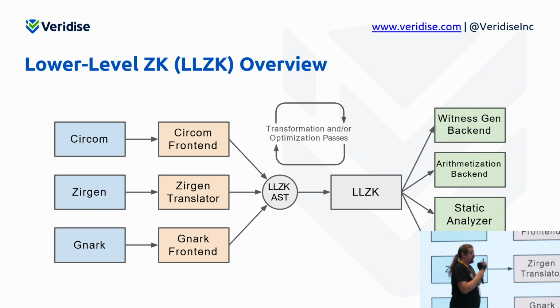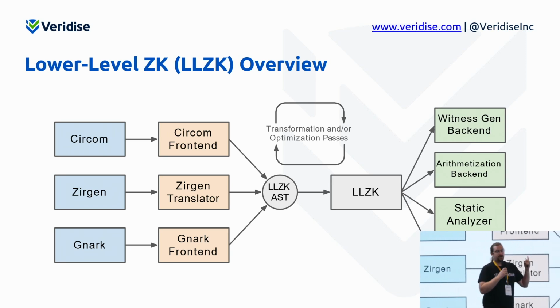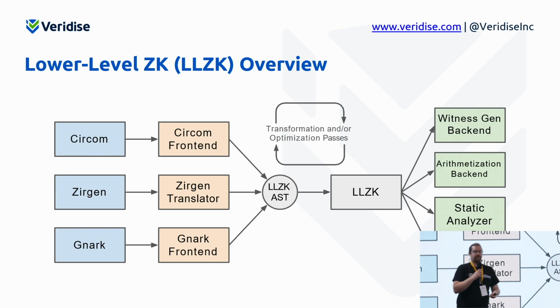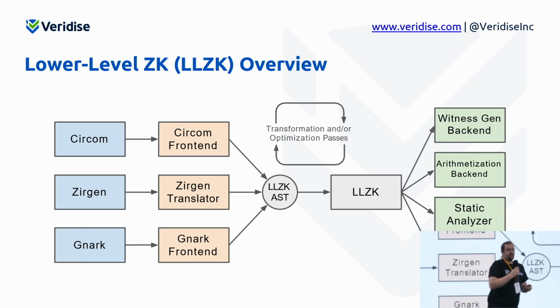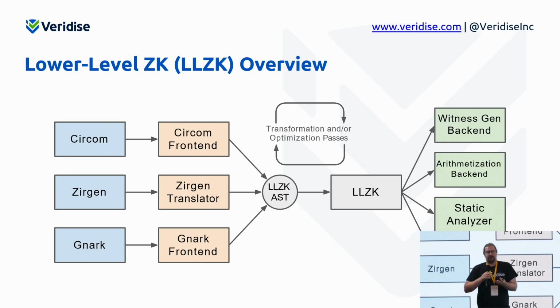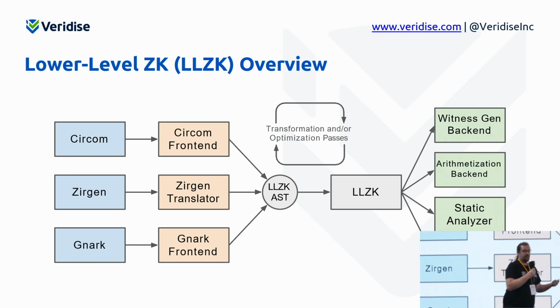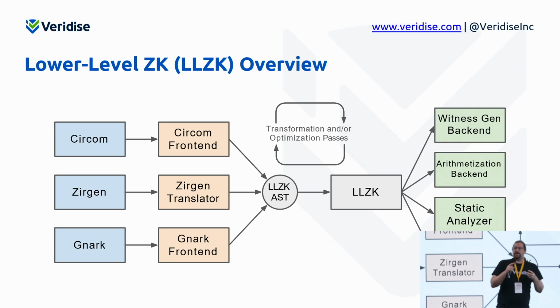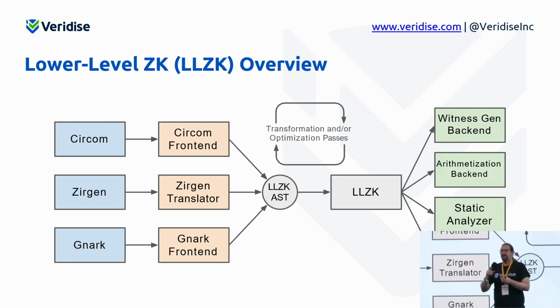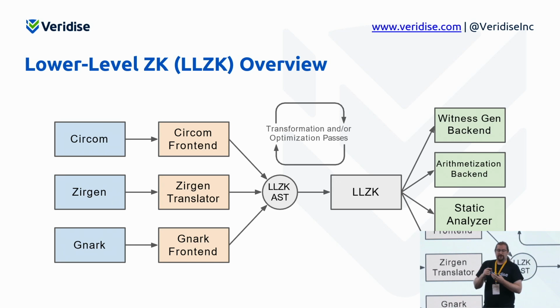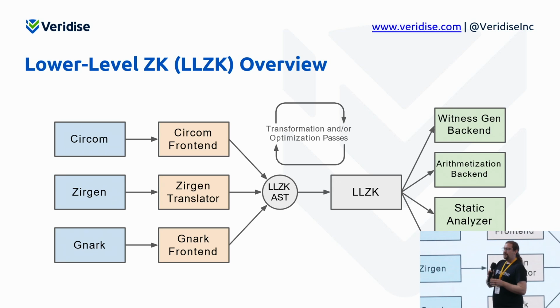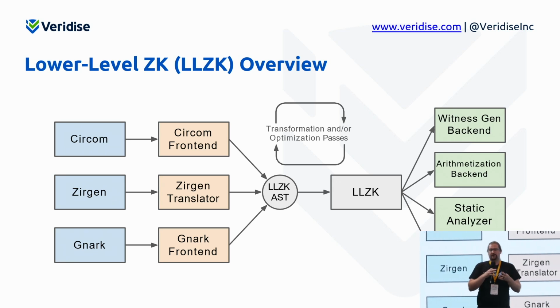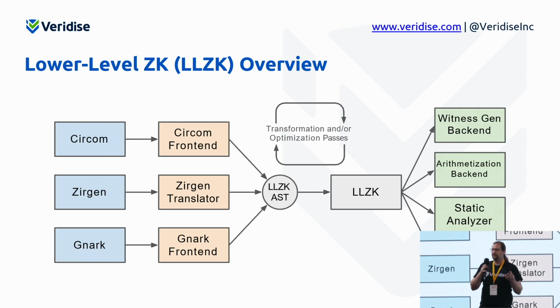In particular, the goal is to allow people to write front ends for any particular language that they want. So what I've shown here are Circom, Zurgen, and Gnark. And then after it goes through the front end, it goes to this intermediate language which we're working on developing. And we'll take a look at what that looks like soon. The important thing here is once you make it to this intermediate representation, then people can develop independent optimizations, backends, and stuff like that without having to worry about the particular language that someone has created. Like, they don't have to worry whether you're writing in Circom or not.